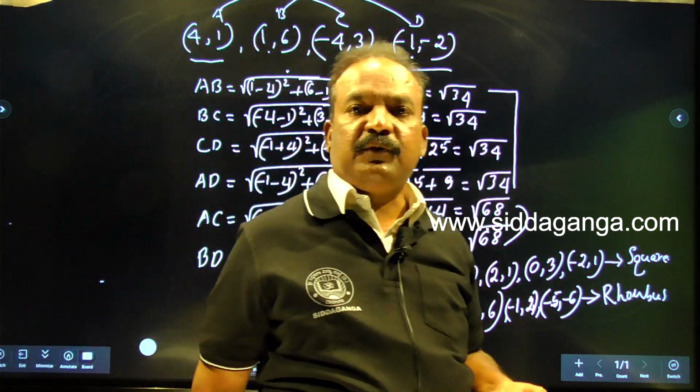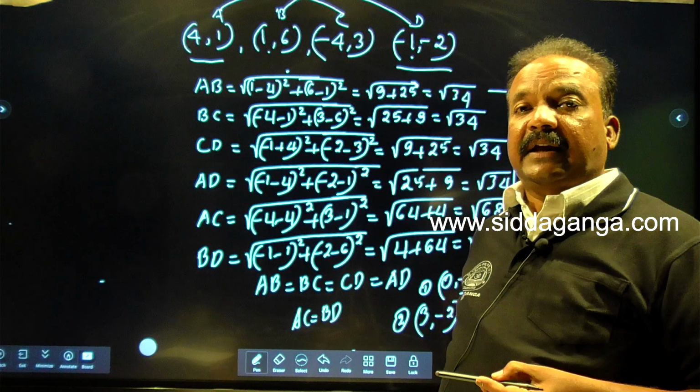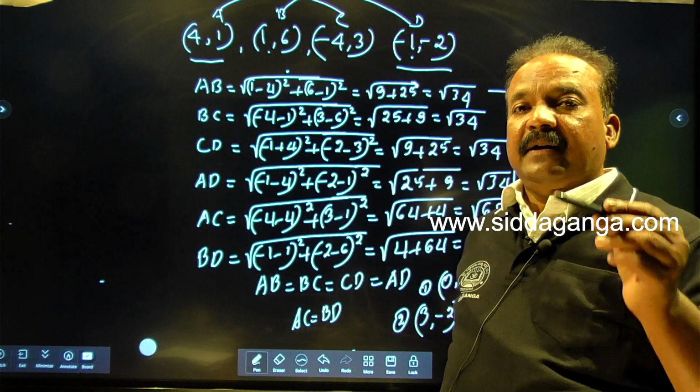By means of these two calculations, by means of these two statements, we can say that the given points are the vertices of a rhombus.